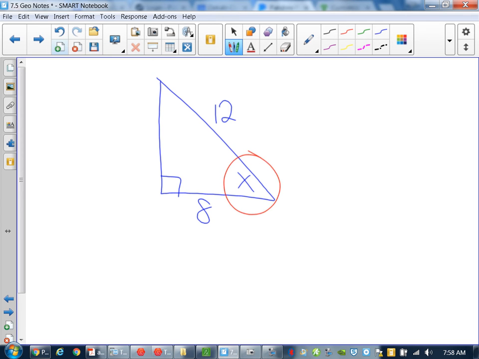So, if I circle my x, what I want you guys to do then is, what's this side? Opposite. What's this side? And what's this side? Opposite. That's what I want to work on.